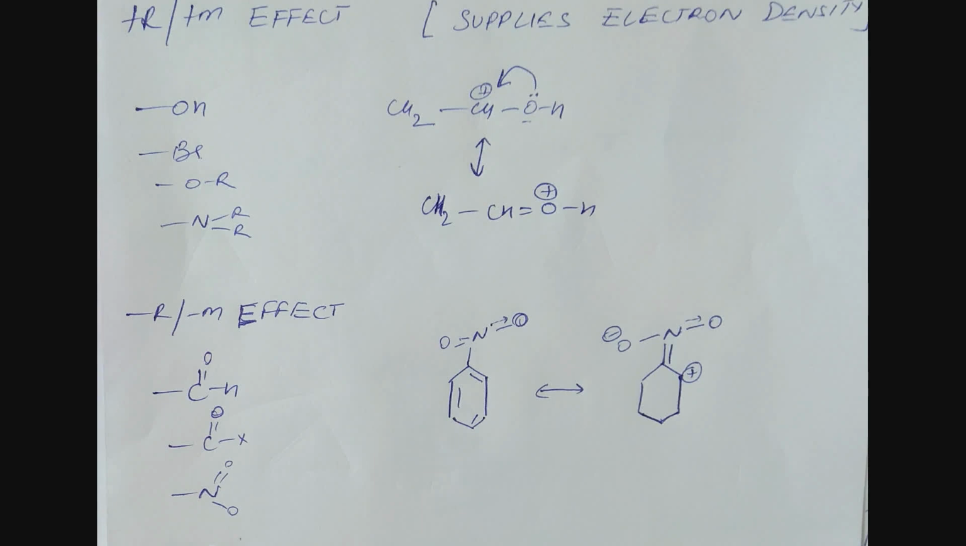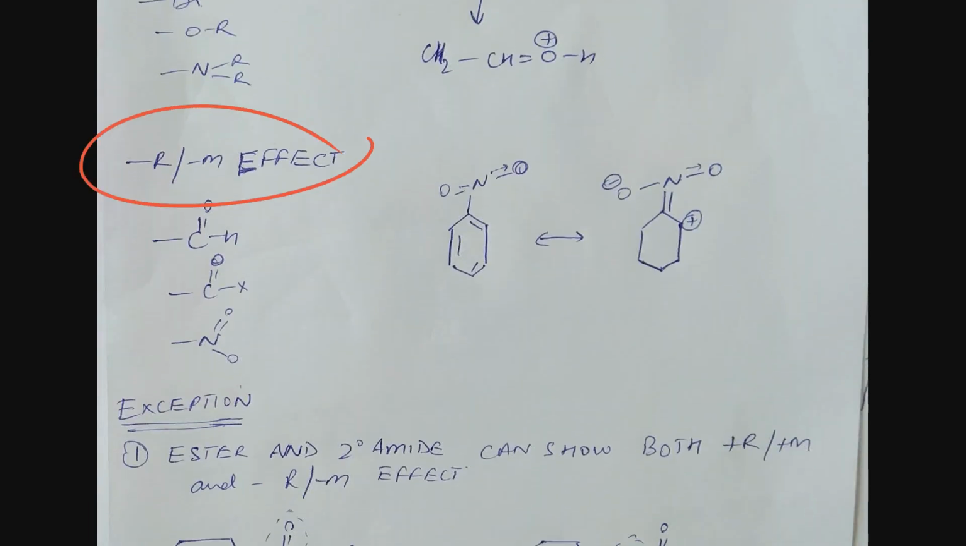Now this effect is shown by those groups which tend to donate their electron density to any carbon chain or any element. For example, we have this carbocation placed there, and right next to it there is oxygen which has a lone pair. What it will do is donate its lone pair into the pure p orbital, and this will get stable. In this, the octet of carbon was not complete. In this, each and every octet is complete, therefore it is stable, though oxygen has a positive charge, which makes it a bit unstable.